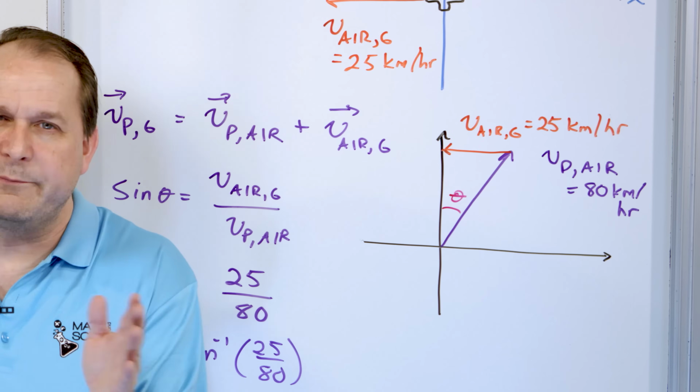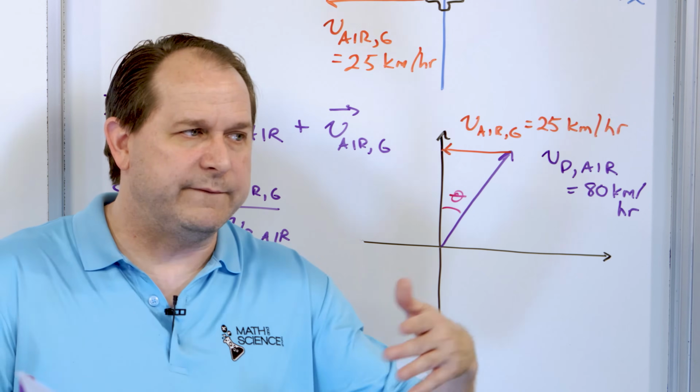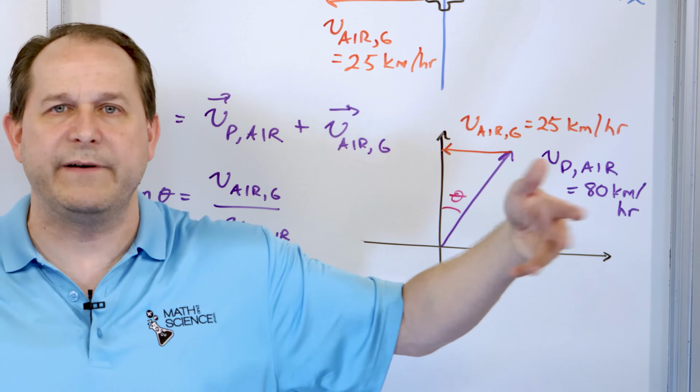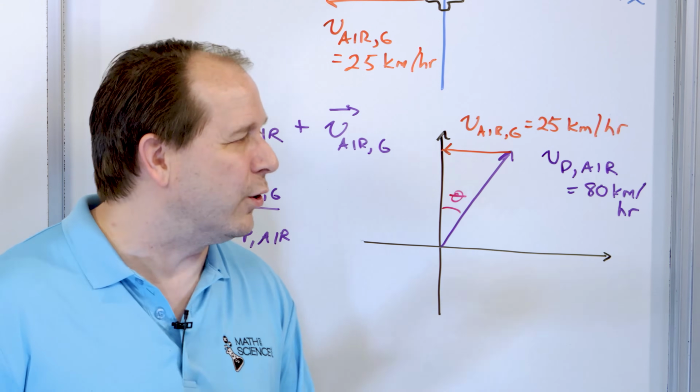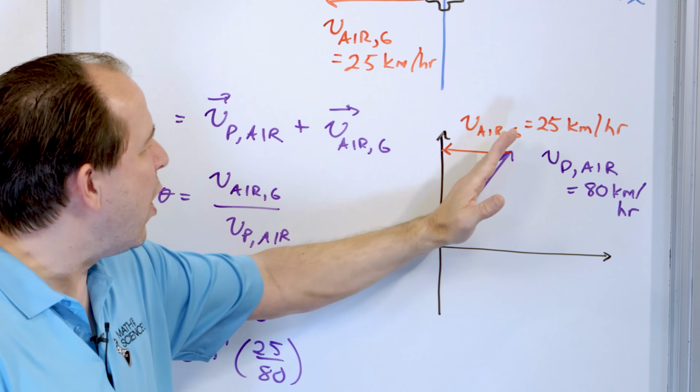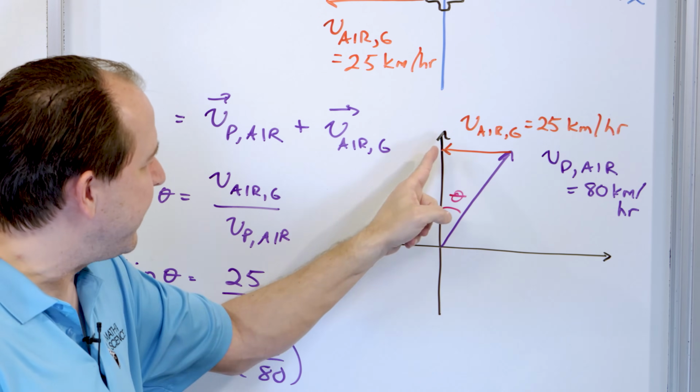Some problems are more explicit. They'll say, what is the vector resultant, or what is the velocity vector in this reference frame, and you'll have to spit that out. In this case, we just ask for the angle. But implicit in drawing a vector triangle like that, you're doing vector addition.